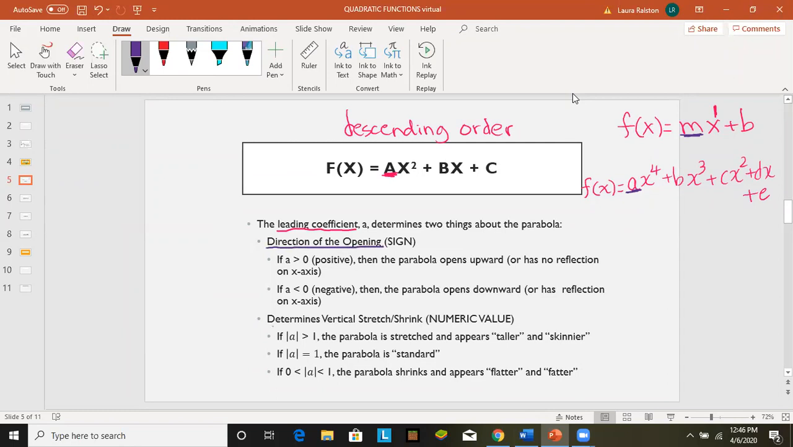It still also determines whether or not you have that vertical stretch or shrink using the same guidelines that we had previously. If a is greater than 1, it's stretched. If a is equal to 1, it's standard or the same. And if it's between 0 and 1, so that it's a fraction like 1/2 or 2/3, it does have a shrink. So you could also get a sense of, has it been stretched or compressed?